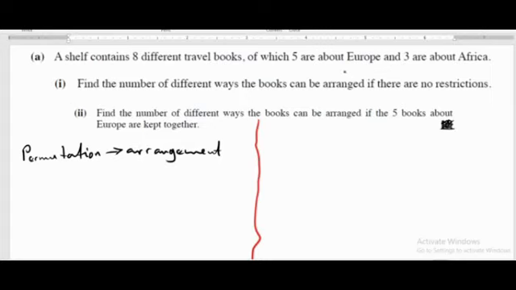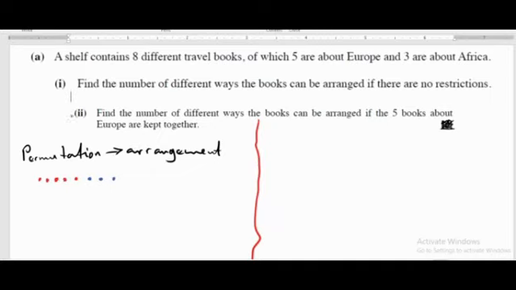Okay, let's do something here. Let's have a graphical representation of the information. Let's have the books about Europe in red. So these are the red dots: one, two, three, four, five. The ones about Africa, let's have them in blue: one, two, three. So these are the eight books that we have in the shop.